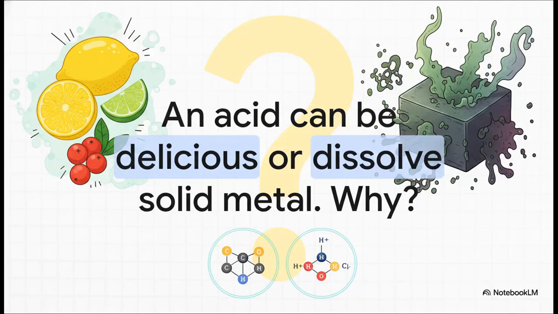You know, we run into acids all the time, from the citric acid in a lemon to the hydrochloric acid churning in our own stomachs. They can be harmlessly delicious or dangerously corrosive. To really get why, we need to dig into the fundamental chemical definitions that actually control how they behave.